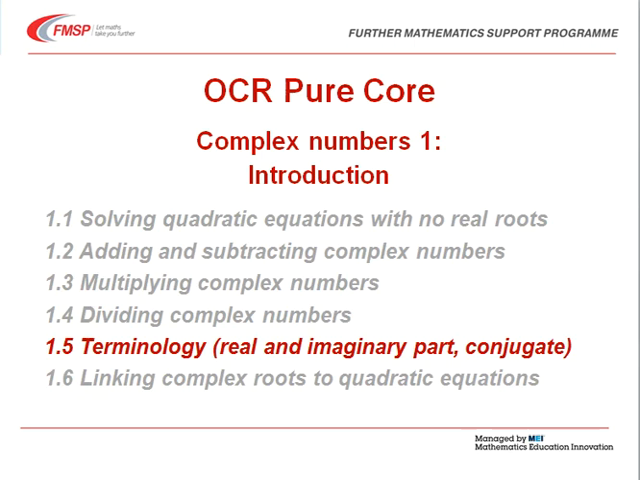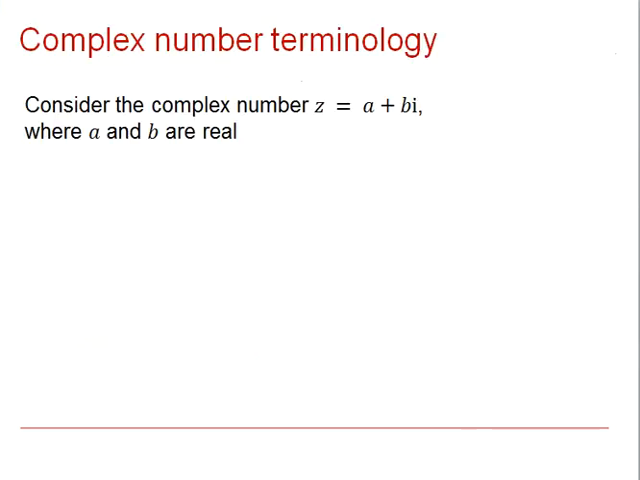Hello, this is the fifth complex numbers video of the OCR Pure Core AS Further Maths, and the title is Terminology. This session also considers an alternative way to conduct division of complex numbers. In previous sessions, we introduced the notation of using z to represent a complex number equal to a plus bi, where a and b are real, and i is the square root of -1. An alternative way of saying a and b are real is to write that a and b are in R.